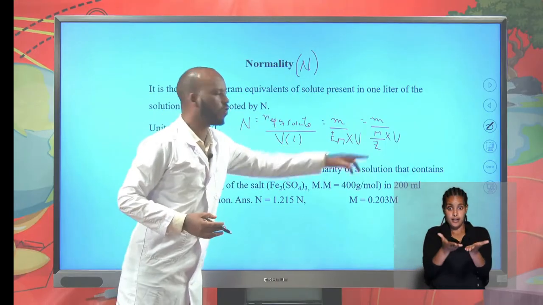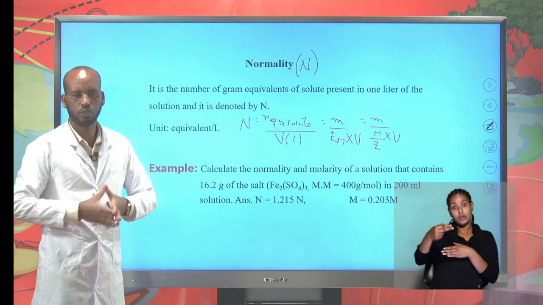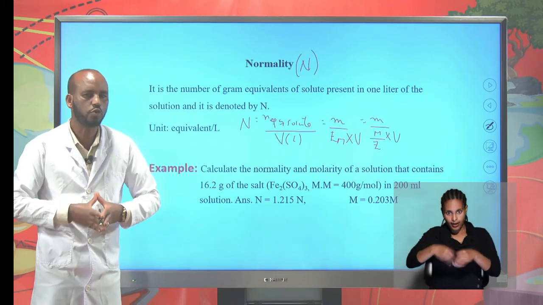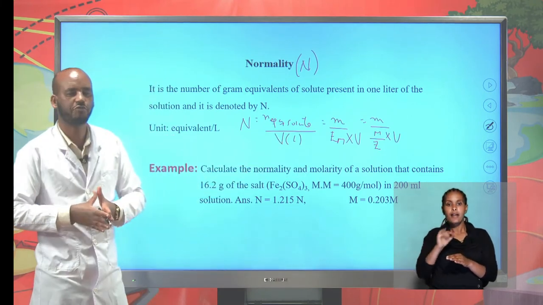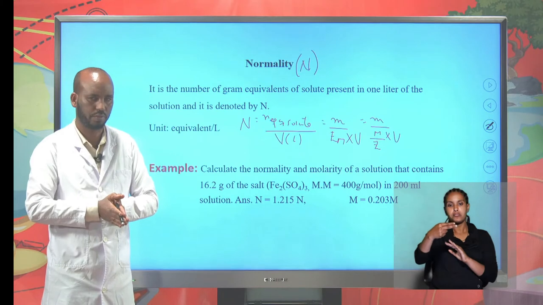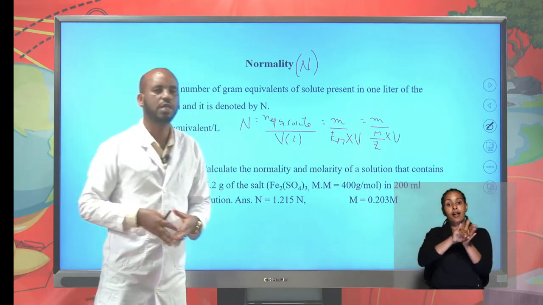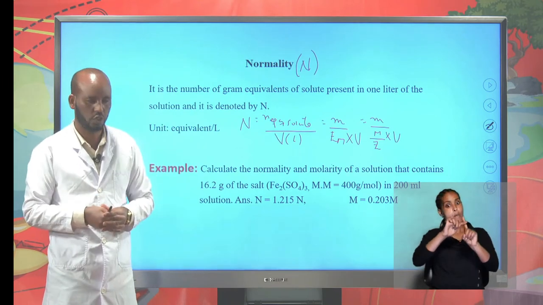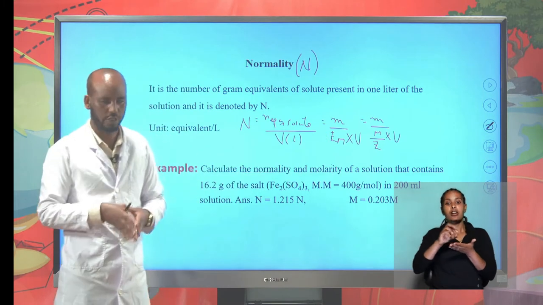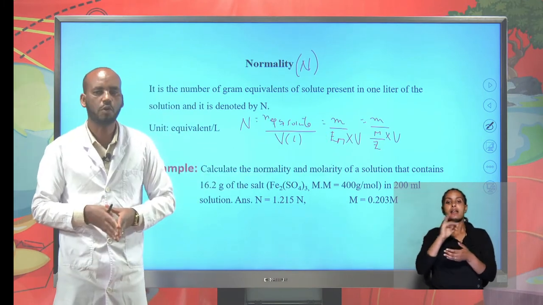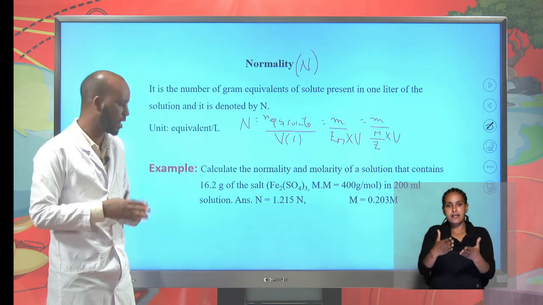Here, Z for an acid is the number of hydrogen ions released by one formula unit of the acid. For a base, Z is the number of OH minus furnished by the given base. For a salt, Z is the total positive valence. For an oxidation reduction reaction, Z is the total number of electrons gained or released by the given reaction.